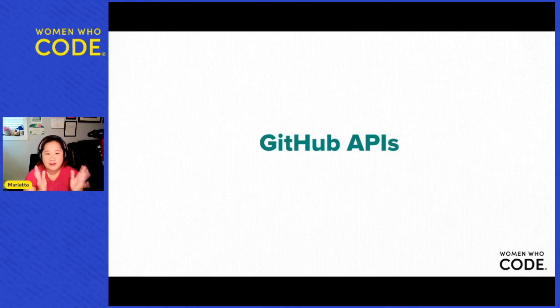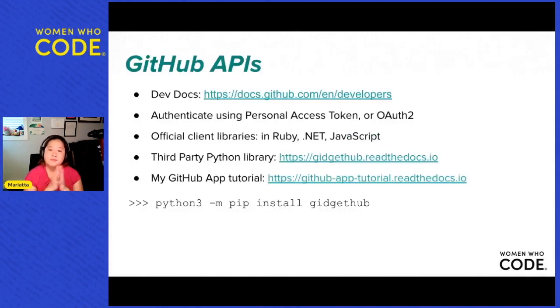Now, you know how to build with APIs. I'll give an example of how to use GitHub APIs to build GitHub bots. GitHub has pretty extensive developer docs. I do recommend you read them. GitHub provides different ways to authenticate. You can get a personal access token, and you can also do OAuth authentication. GitHub officially maintains client libraries in Ruby, .NET, and JavaScript, but however, they don't officially support Python.